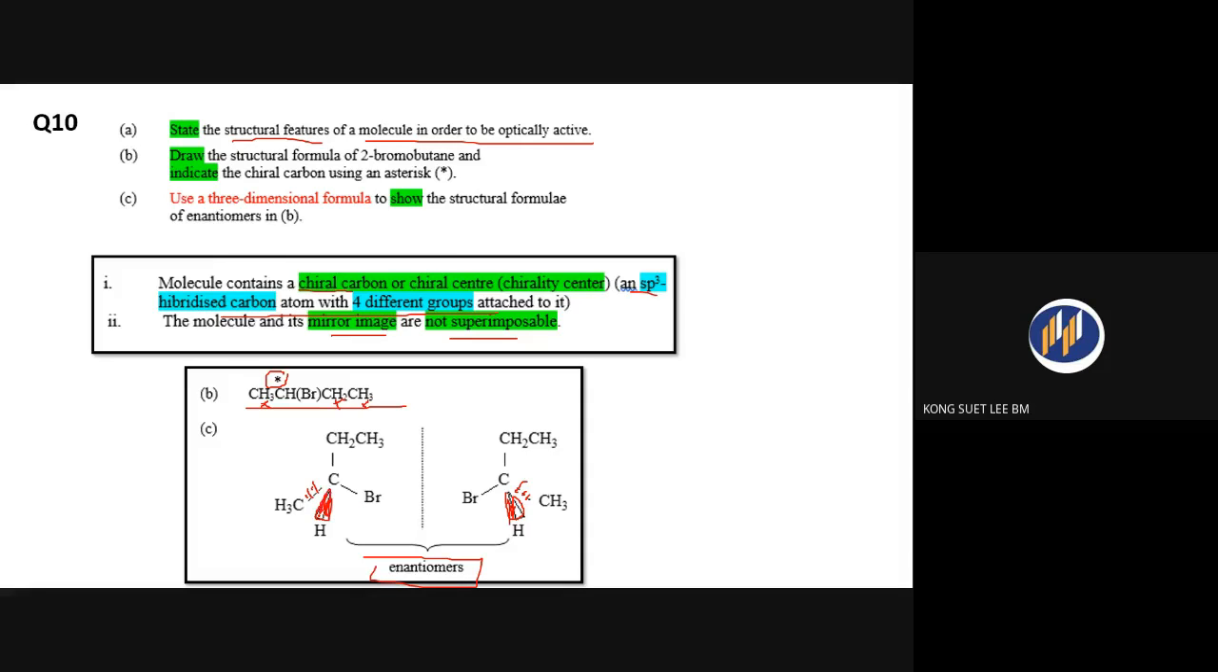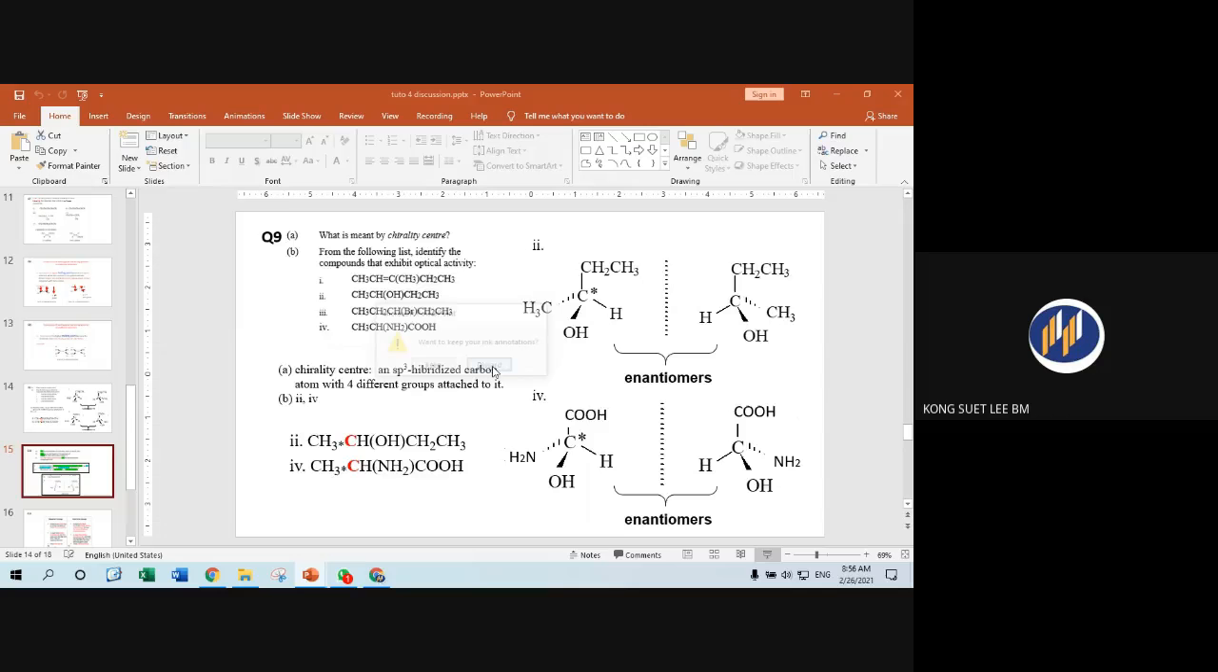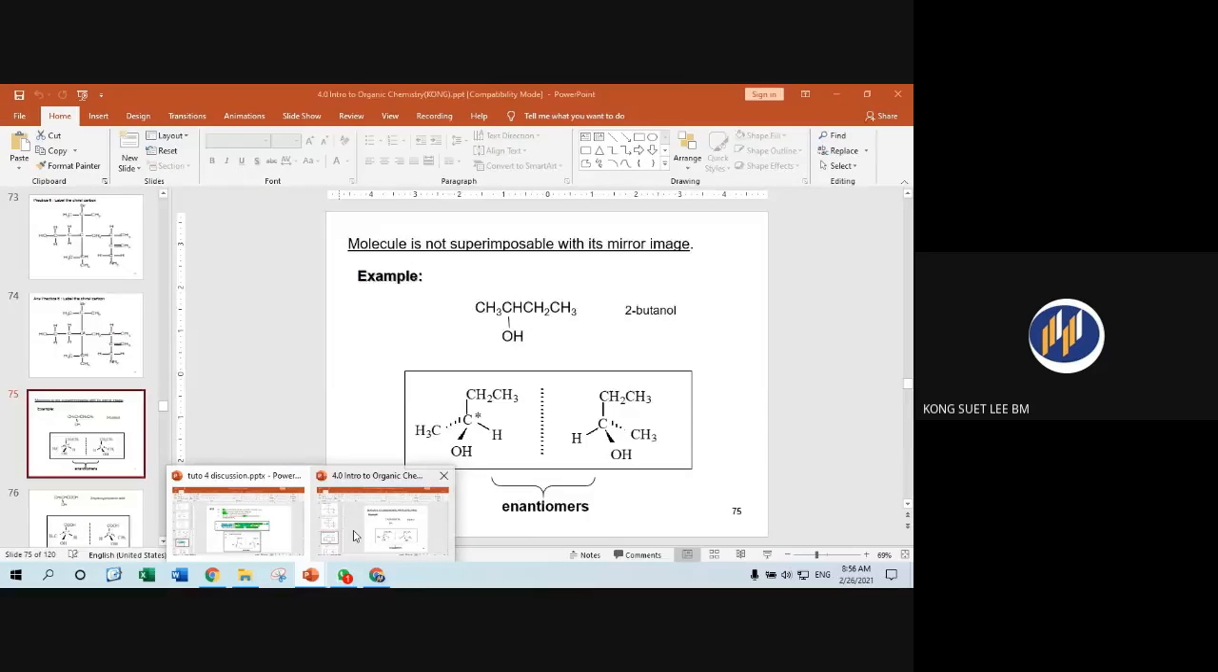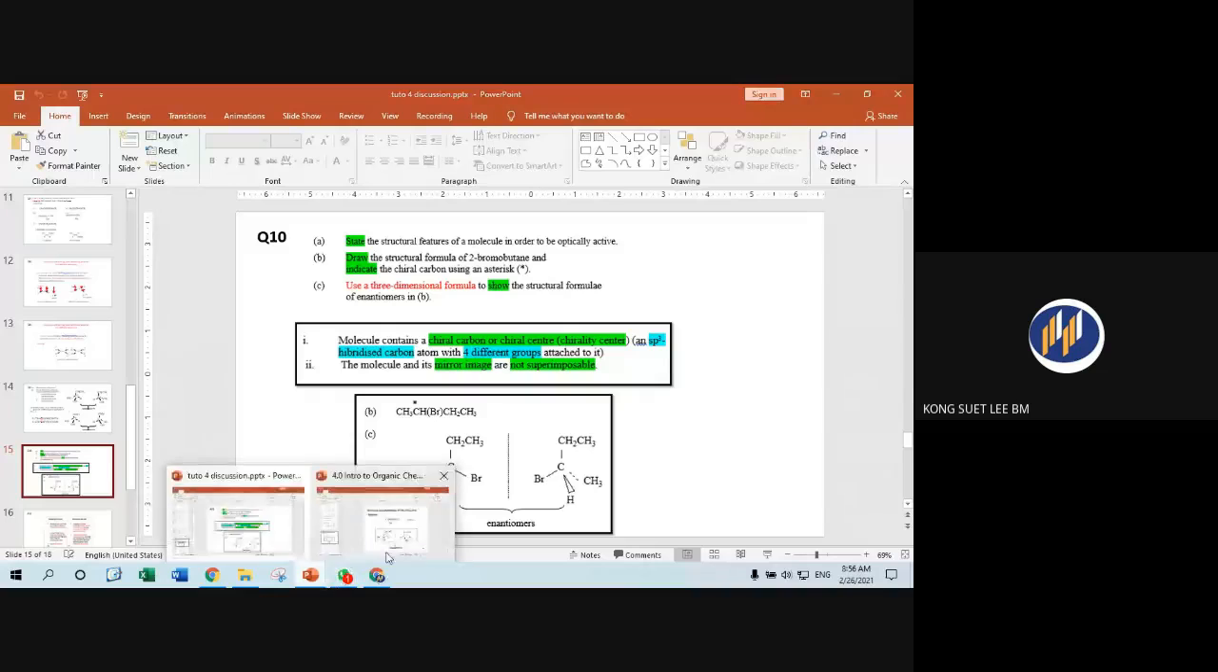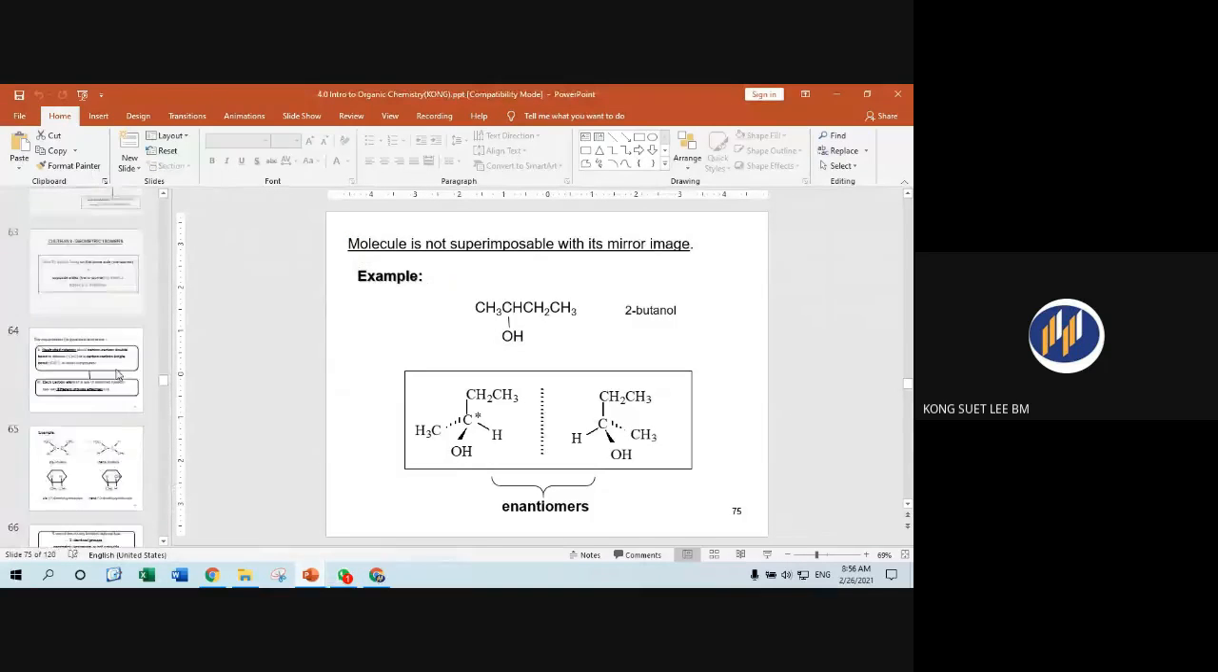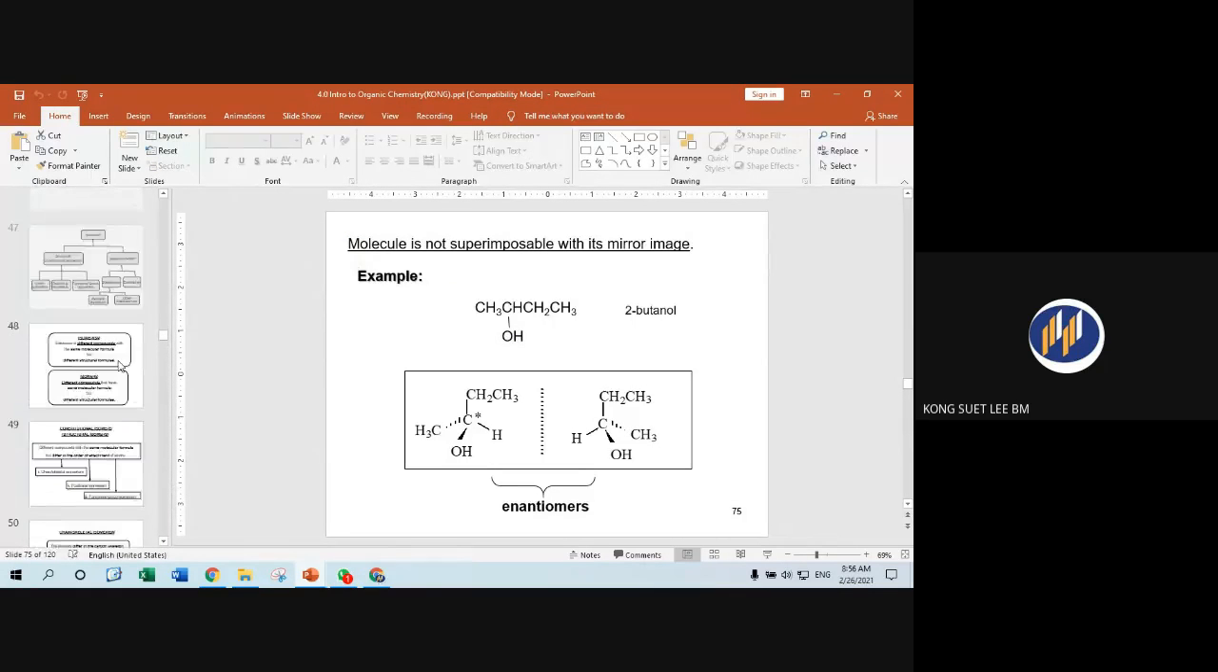So this is under diastereomer. Diastereomer includes enantiomer and cis-trans isomer. Is it? Oh, no. Okay. Diastereomer refers to geometrical isomer. So always remember, you have to check this one. You have to check with this table. For isomers, you must always check with this summary.